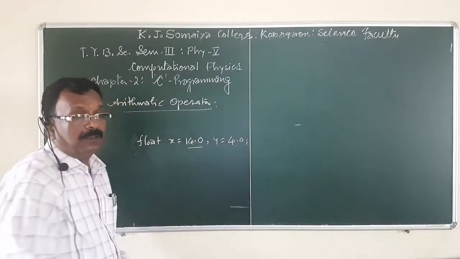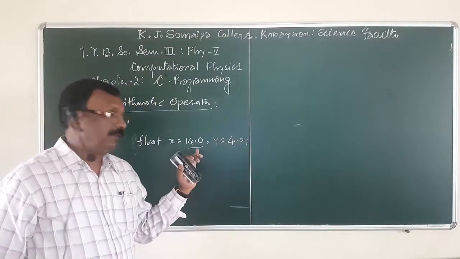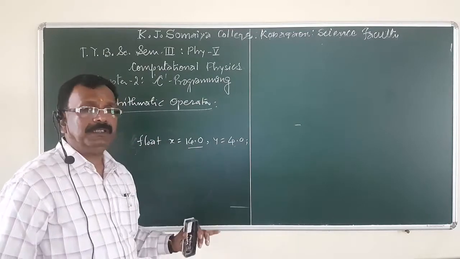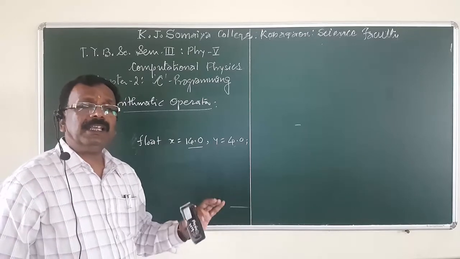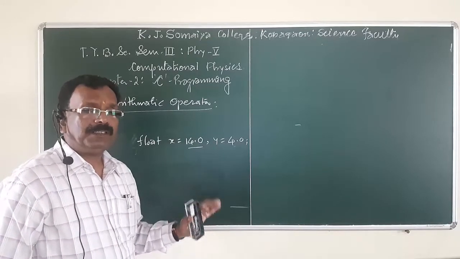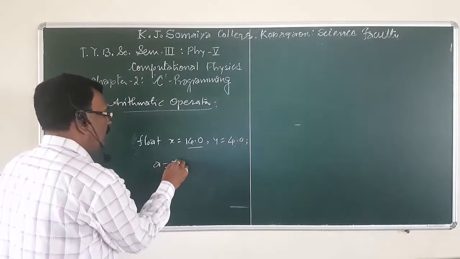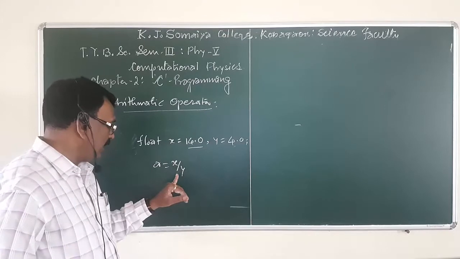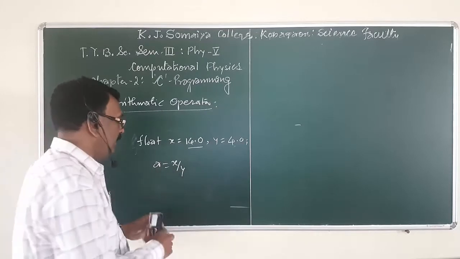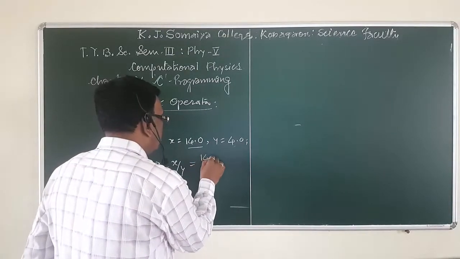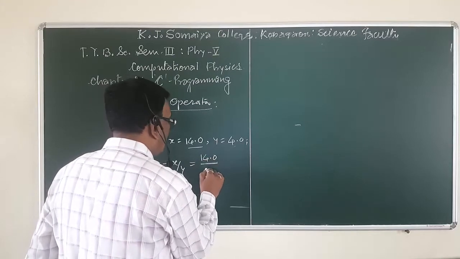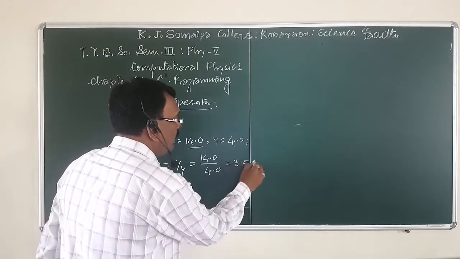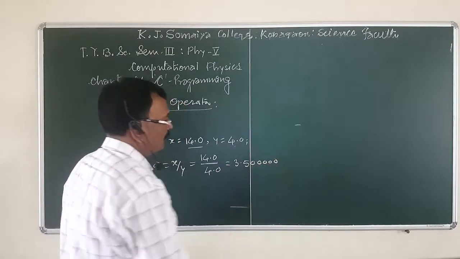After declaring the variables in your program like this, carry out some arithmetic operations. First of all, A is equal to x upon y. That means take the division of x and y and assign the result to the variable A. Here the value of x is 14.0 and the value of y is 4.0. The result is 3.5000.